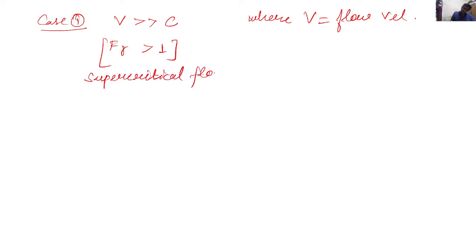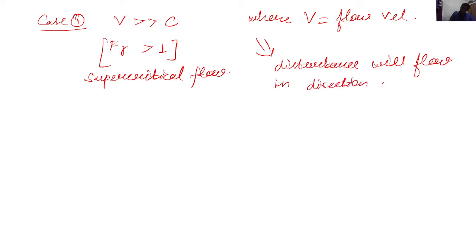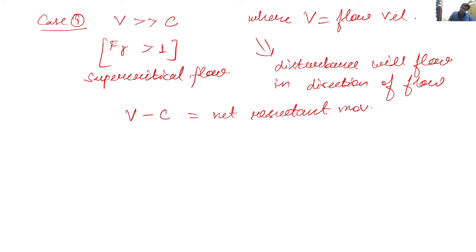So what would happen is that the disturbance will flow in the direction of the flow, because the flow velocity itself is so large that the disturbance itself will not be able to create a distinct impact. So V minus C will be the net resultant movement created, and it will be in the direction of the flow, meaning from upstream to downstream.